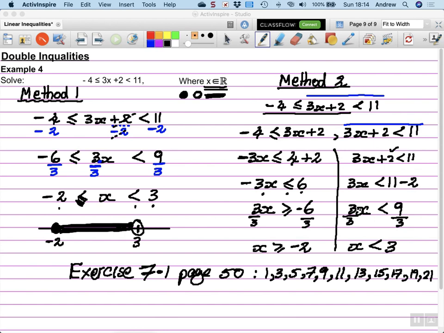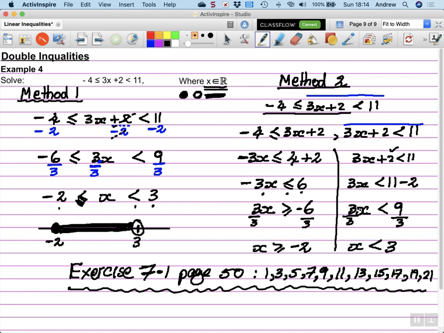I think you can guess that I favour method number 1, not least because it's shorter. Now, what you will also see written down here are the questions that I've set you from the exercise. Exercise 7.1, page 50, numbers 1, 3, 5, 7, 9, 11, 13, 15, 17, 19 and 21. There'll be instructions as to how long I want you to spend on this when I post it for you. Okay, thank you.